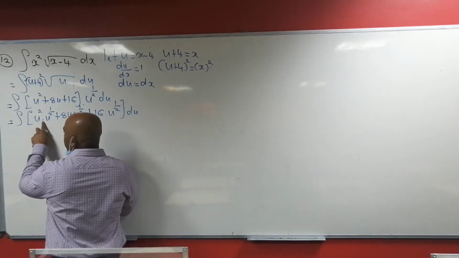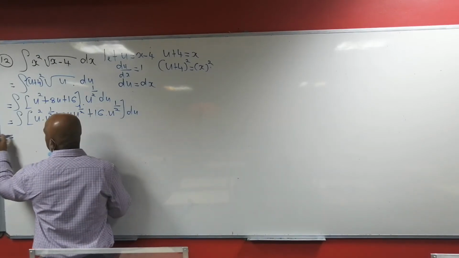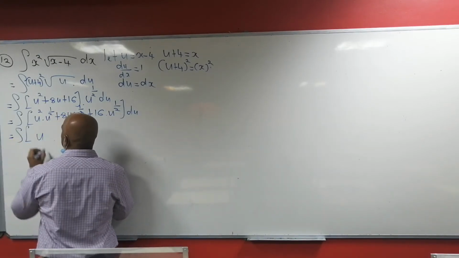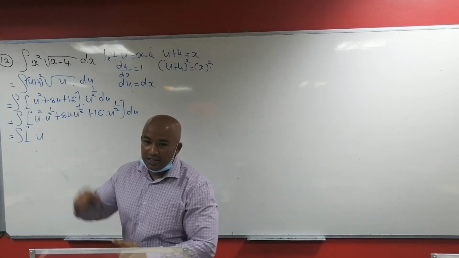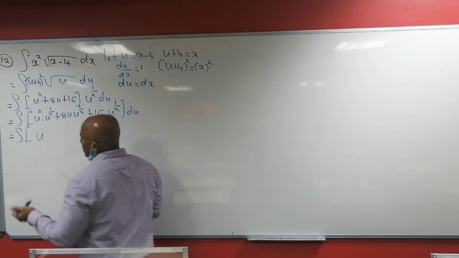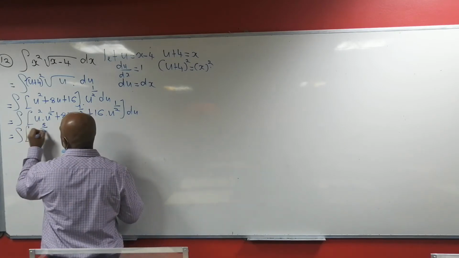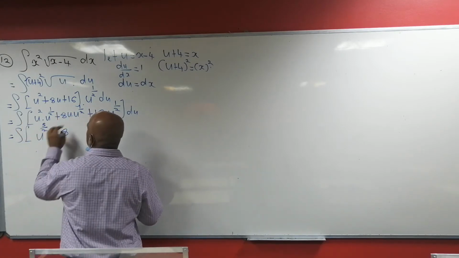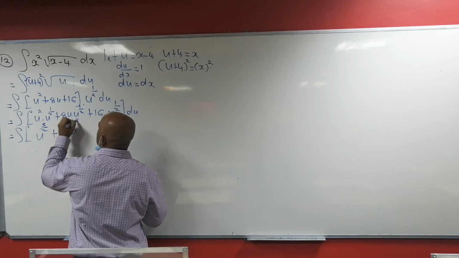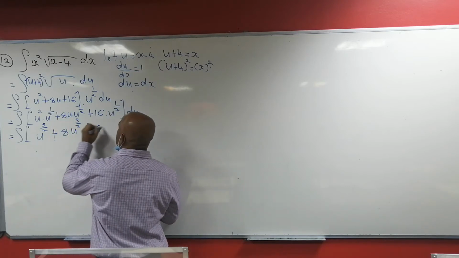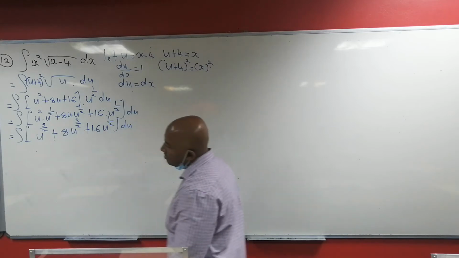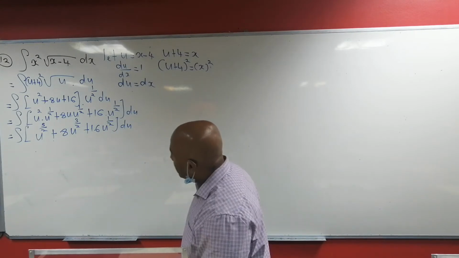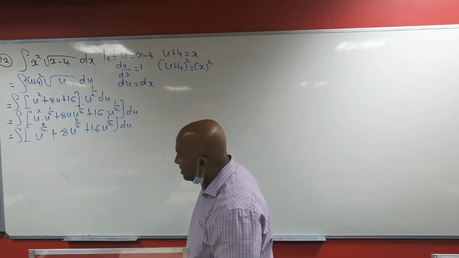Now, when you are multiplying and the bases are the same, you write down the base once and you add the exponents. 2 plus half is 2.5, which is 5 over 2. Here, 1 plus half, 3 over 2, and that's 16 u to the power half du. In fact, it's similar exponents there, you can see.